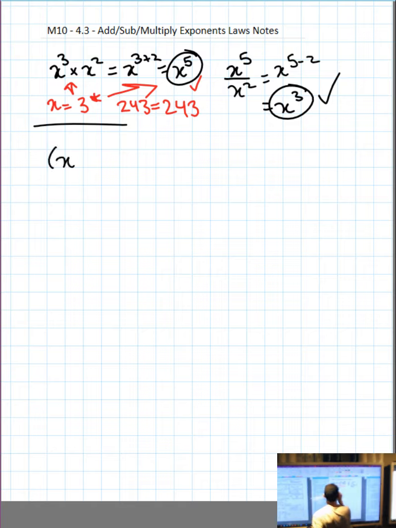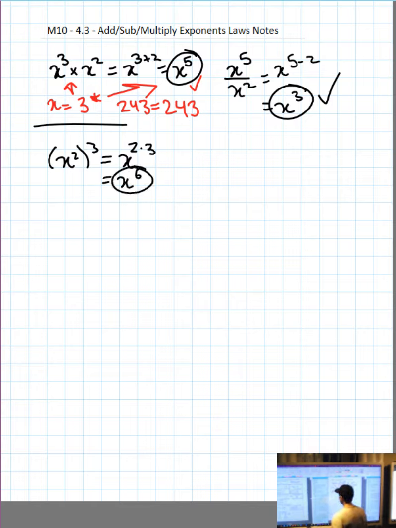So let's go for x squared all cubed. As you can see in the notes, the definition of x squared is x times x, and that is still being cubed. So cubed means 3 of those things. So it's x times x times x times x times x times x, which is 6 x's, which is x to the 6. Now, how can we get there quicker? Well, we can multiply the exponents. X to the 2 times 3 equals x to the 6. Again, check your answer, pick an arbitrary value for x, put it into the question, put it in the answer, make sure they're the same, check mark.